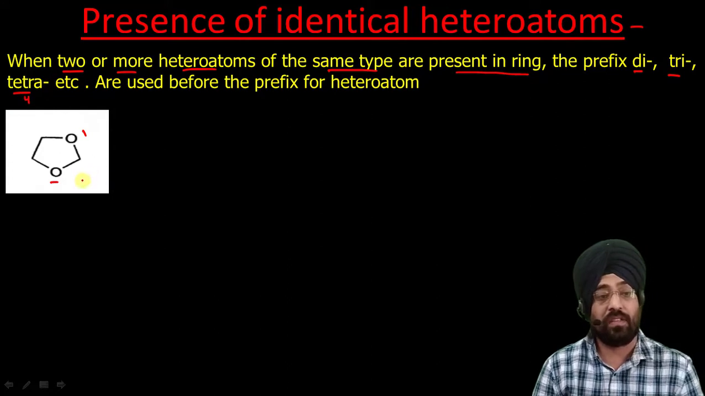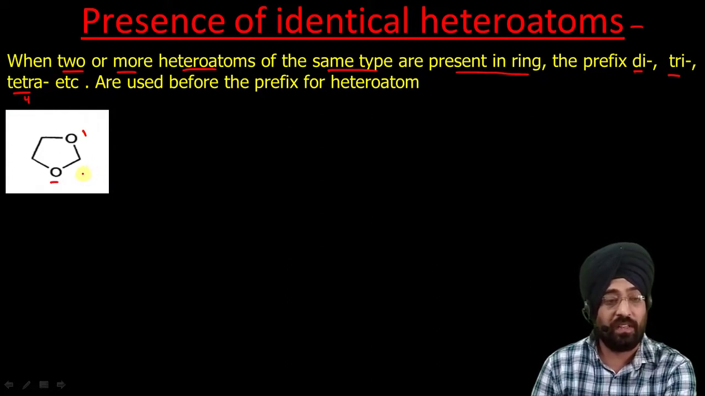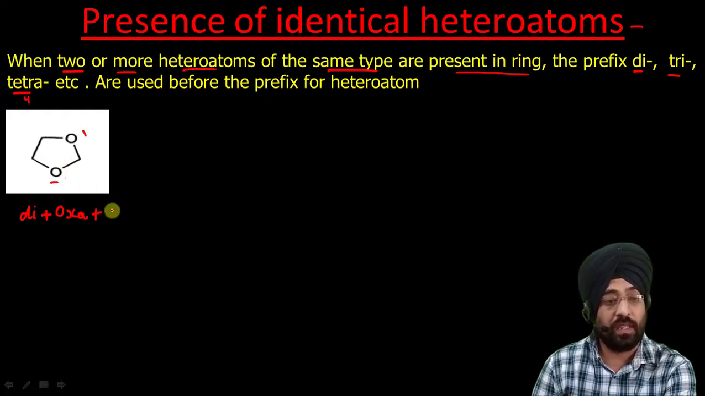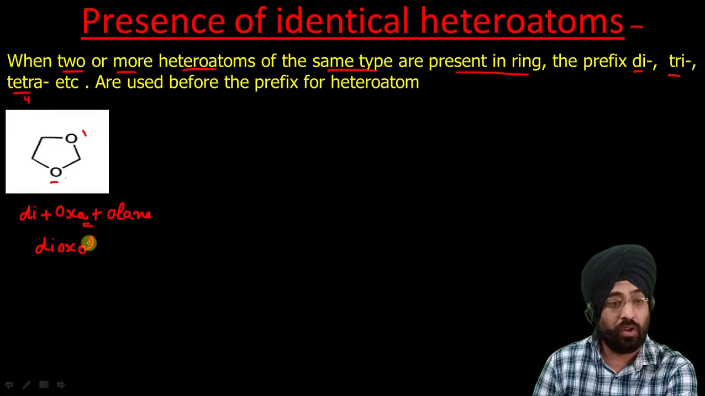Now let us try to name this compound using this and our understanding from the previous lecture. It has two oxygen atoms. First we will use the prefix di plus. The prefix for oxygen is oxa. Now we have to use the stem. The stem for this five membered cyclic ring without nitrogen is olane. If we combine this, the name becomes dioxaolane. Now we have to drop this a because it is followed by a vowel: dioxolane.